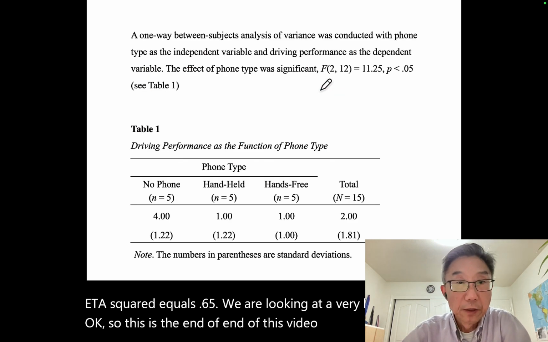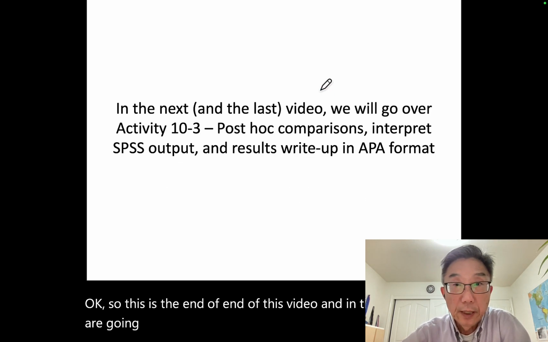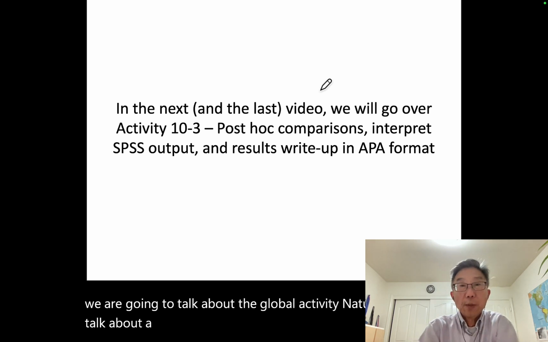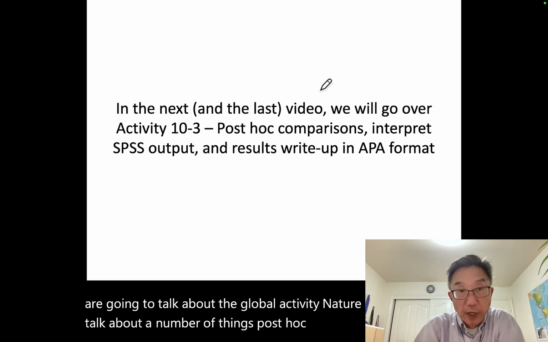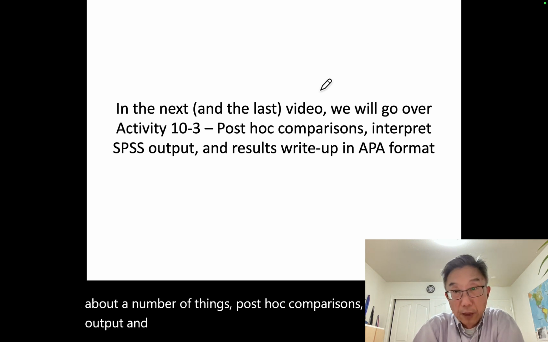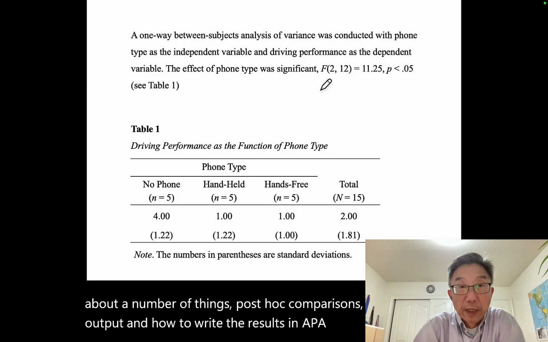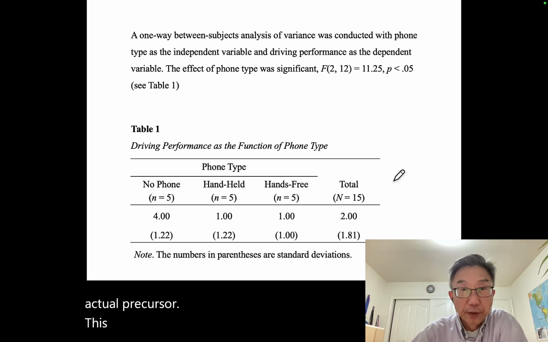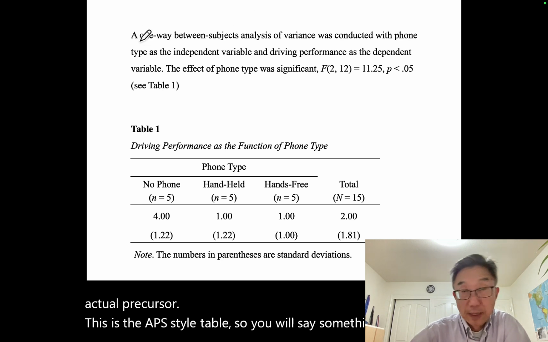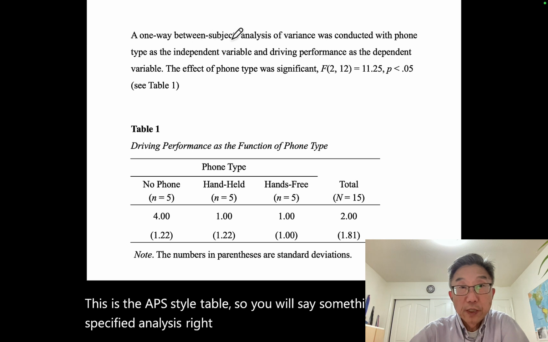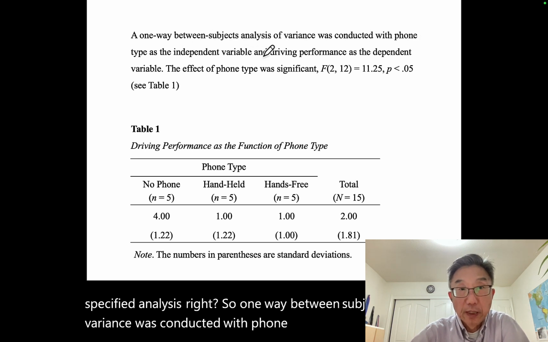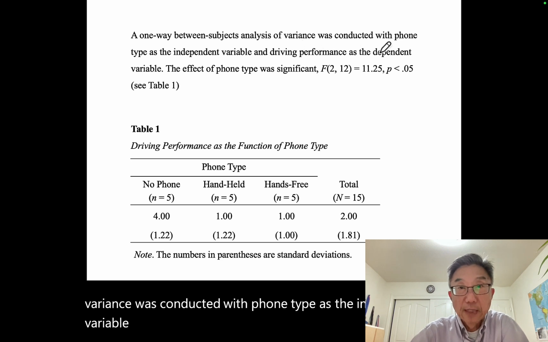And in the next video, we are going to go over activity 10-3. We will talk about a number of things: post-hoc comparisons, interpreting SPSS output, and how to write the results in APA format. Here's an actual precursor. This is the APA style table. So first, you specify the analysis, right? One-way between-subjects analysis of variance was conducted with phone type as the independent variable and driving performance as the dependent variable.